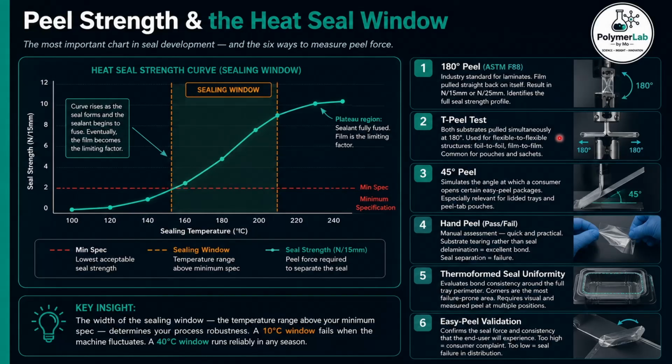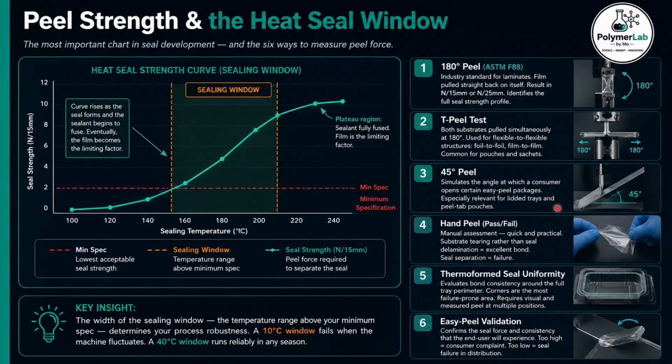The T-peel. The T-peel test is used when both substrates are flexible and not self-supporting. A foil-to-foil seal, a thin film-to-film bond. Both arms are peeled simultaneously at 180 degrees, forming a T shape.